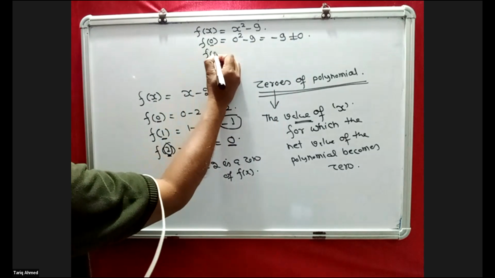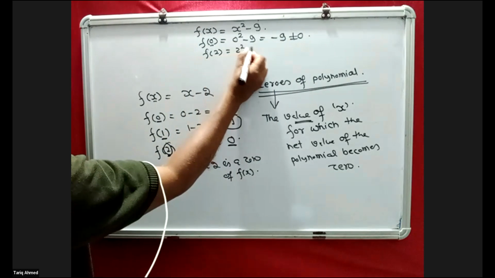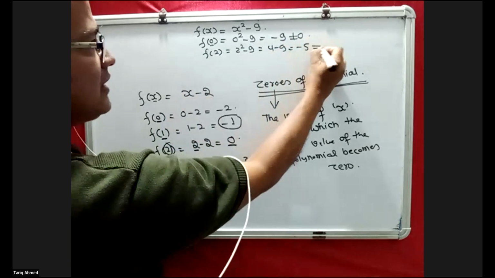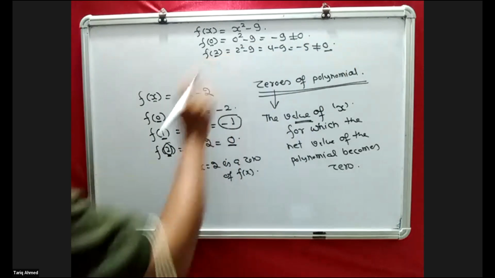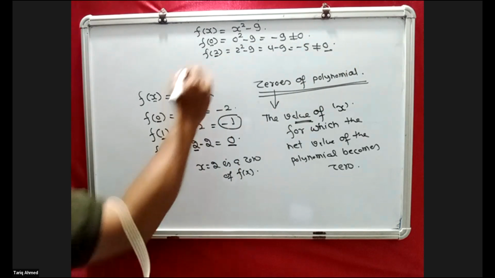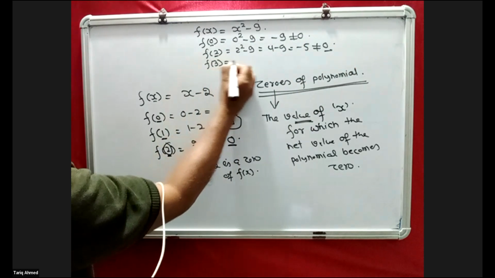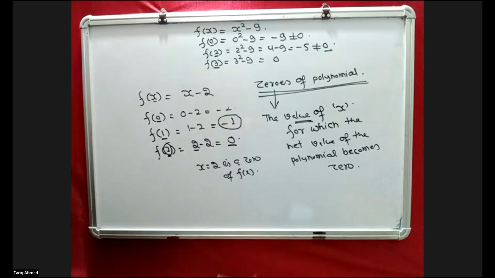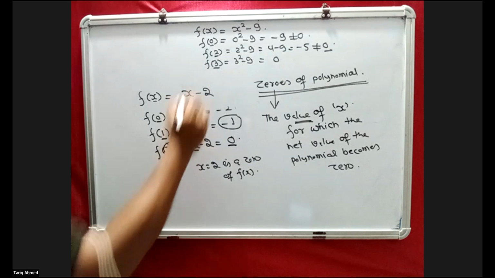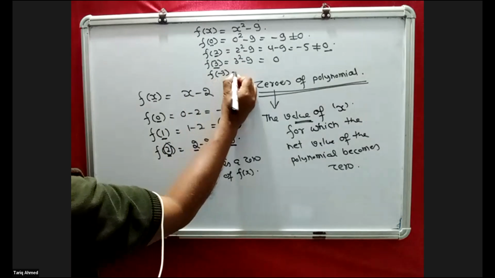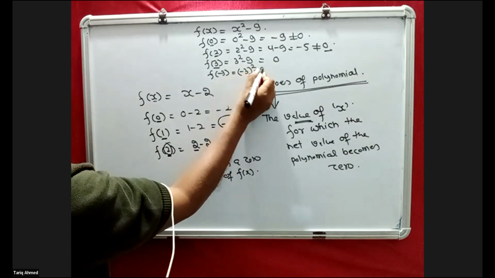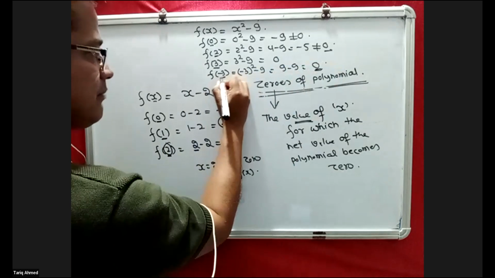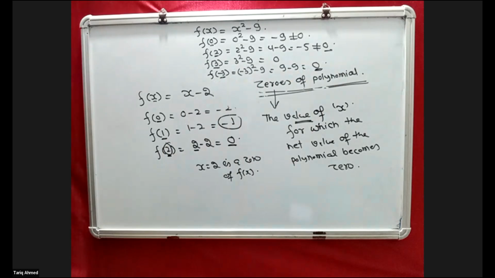Now I'm putting x as, suppose, 2. 2 square minus 9, 4 minus 9, we are getting minus 5. Again, we are not getting 0. So this 2 is not a zero of this polynomial. I'm putting 3 here. So 3 square minus 9, we are getting 0. Then yes, 3 is a zero of this polynomial. Again, I am putting minus 3 here. What will happen? Minus 3 square minus 9. So 9 minus 9, we will again get 0. So this minus 3 is again a zero of this polynomial.